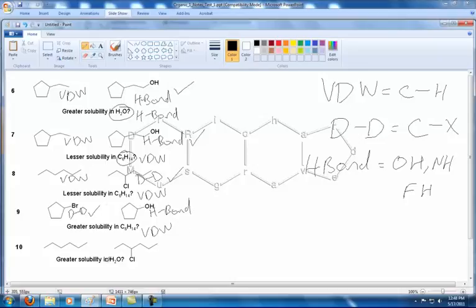Looking at the next one, we've got van der Waals, we've got dipole-dipole, and we've got hydrogen bonding on the solvent. And the one that has the greatest solubility in hydrogen bonding will be the one that has the greatest compatibility with it, and that'll be the dipole-dipole. So that'll be this one.